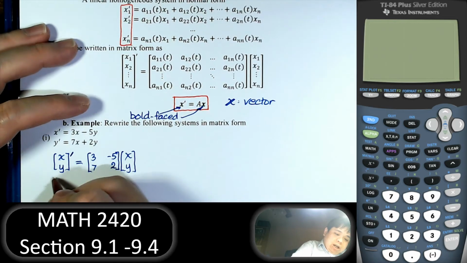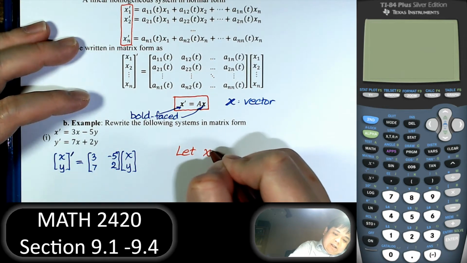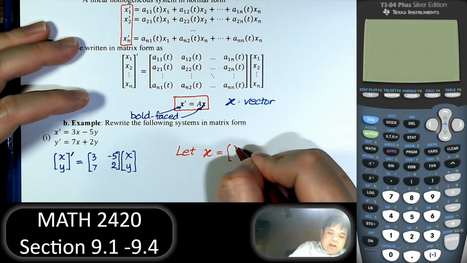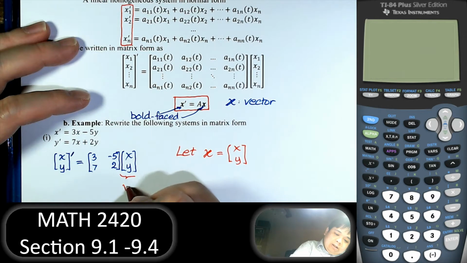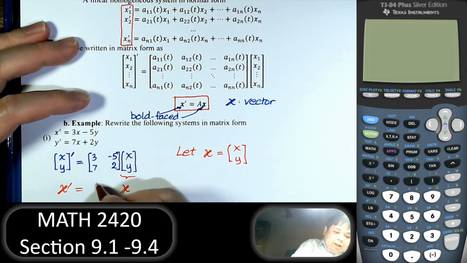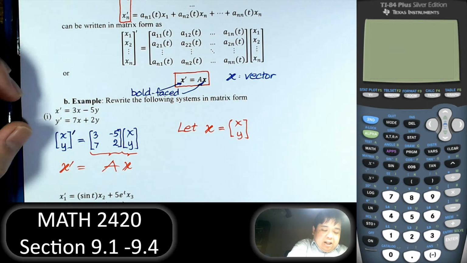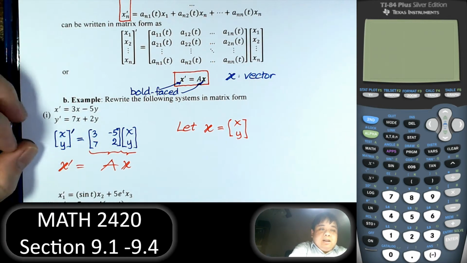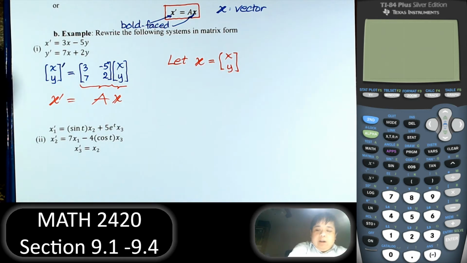It's as simple as that. If we want to, if we let x be the vector of x and y, then this is x, and this is the derivative of x, and it equals the matrix A times x. So we write that in matrix form. Okay, that's the matrix form. Right, so simple enough. So pretty much we just align them.